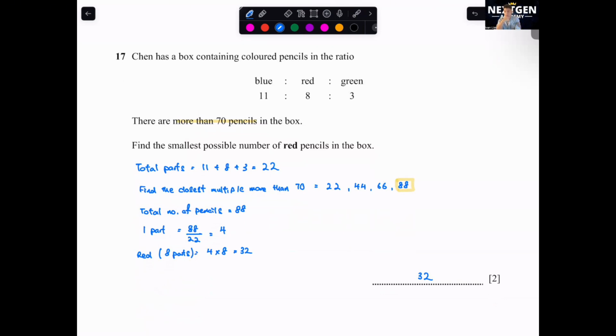Just take some time to process this question. I think this one is quite unique. Let's go to the next one.